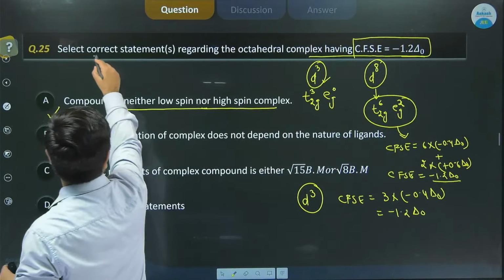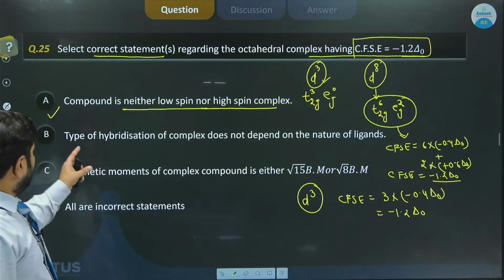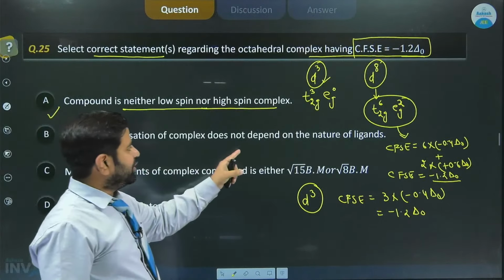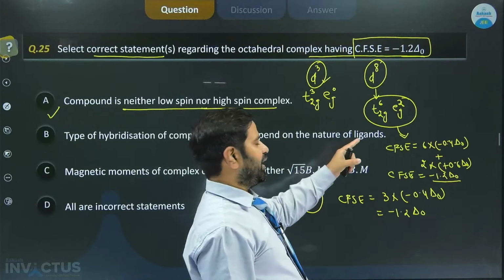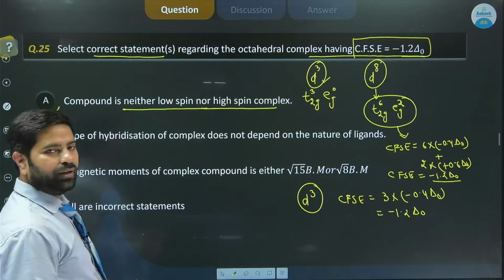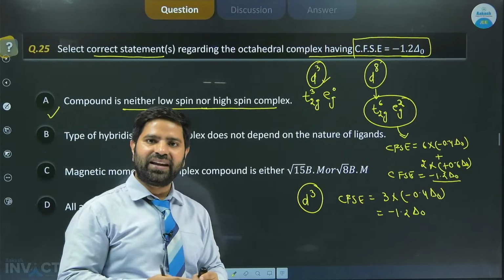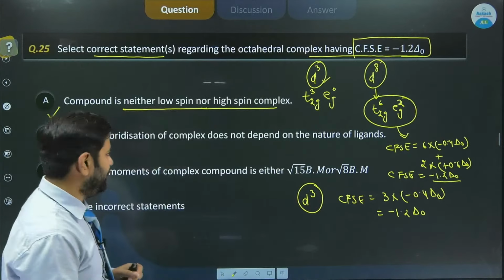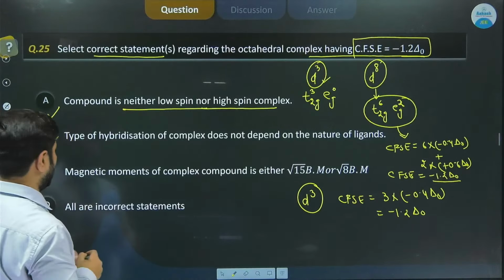We have to choose the correct statement. Type of hybridization of complex does not depend on the nature of ligand. Obviously, it will not depend on the nature of ligand. Type of hybridization, in both cases, strong and weak ligand, the hybridization would be the same. So it is again a correct option.